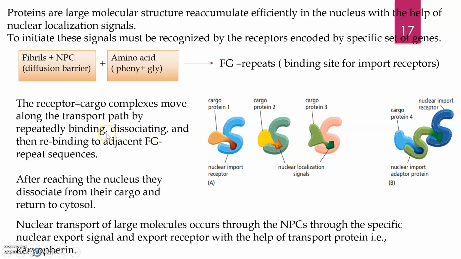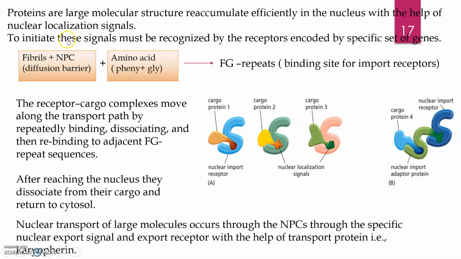Next, proteins are large molecular structures that accumulate efficiently in the nucleus with the help of the nuclear localization signal. With the help of this nuclear localization signal, protein molecules can enter and move out of the nucleus through the nuclear pore complexes. The accumulation of protein in the nucleus is regulated by this nuclear localization signal. To initiate these signals, they must be recognized by a receptor encoded by a specific set of genes.